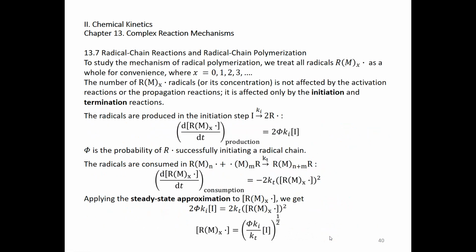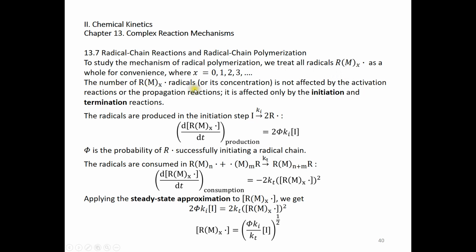Now we're going to study the mechanism of the radical polymerization. We'll treat all radicals as a whole for convenience. We're going to use this notation. This is RM sub x. M sub x means we have x monomer units, and this x can be 0, 1, 2, 3. So when I write this, it means we have an R radical, an RM radical, an RMM radical, an RMMM radical, an RMMMM radical, etc. All of those are denoted by this because they have similar chemical properties.